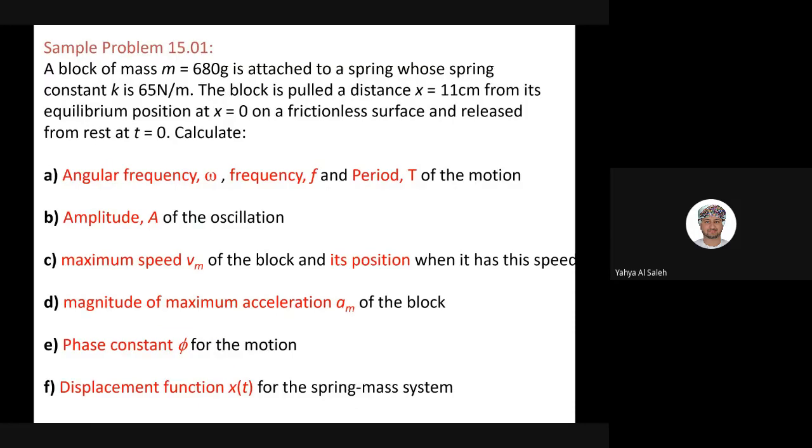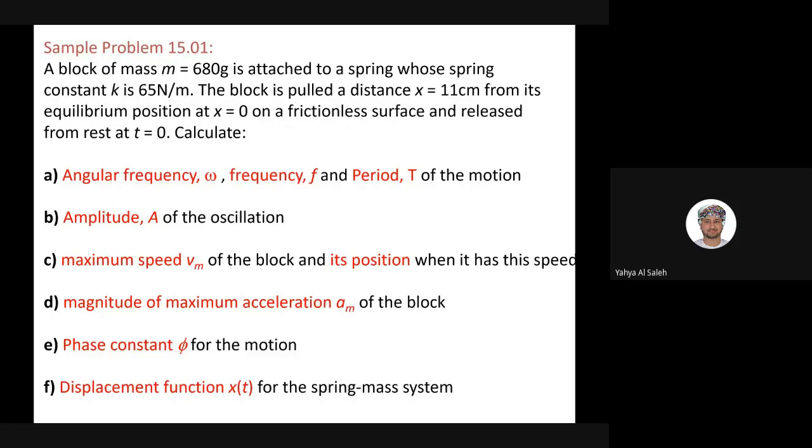Let's do a sample problem. If we have a block of mass 680 grams attached to a spring where the constant is 65 newtons per meter, the block is pulled a distance 11 centimeters from its equilibrium position at x equals 0. There's no friction, and we release it at t equals 0. We want to calculate the angular frequency, normal frequency, period, amplitude, maximum speed, position when it has this maximum speed, magnitude of maximum acceleration, phase constant, and displacement function. We can do all of these by just knowing the mass, the spring constant, and the distance pulled.